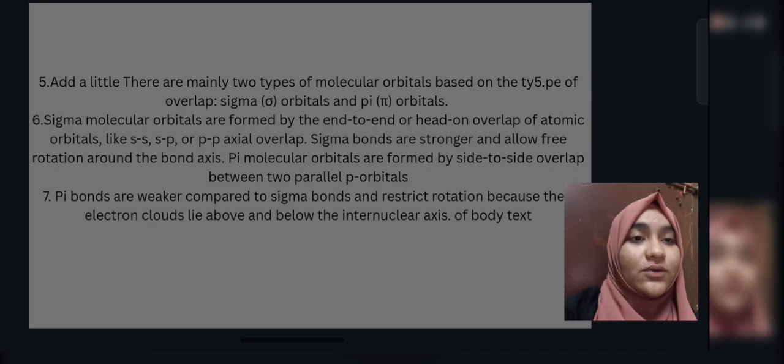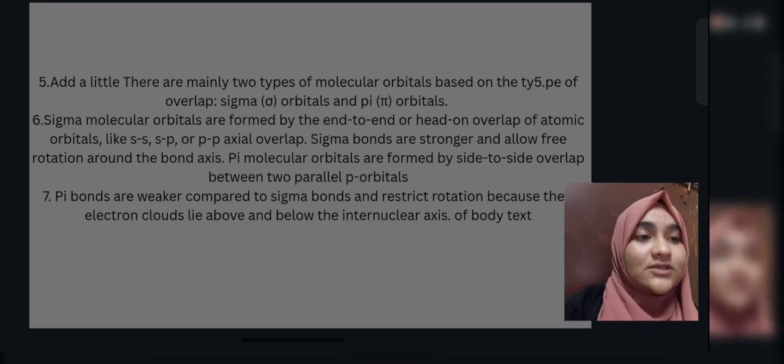Pi molecular orbitals are formed by side to side overlap between two parallel p orbitals. Pi bonds are weaker compared to sigma bonds and restrict rotation because the electron clouds lie above and below the internuclear axis.